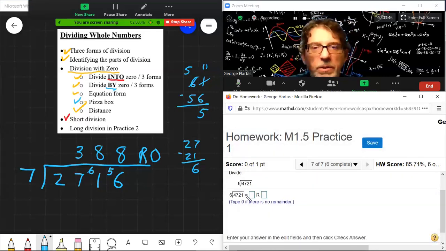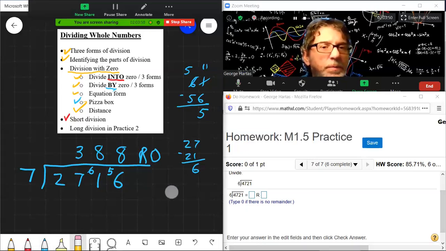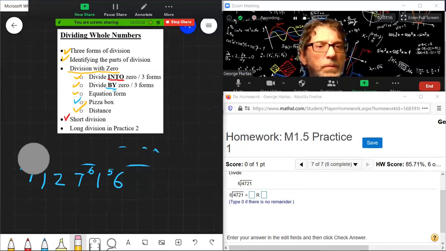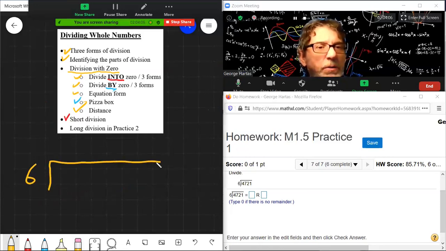And this is our last problem. All right. 6 divided into 4721.